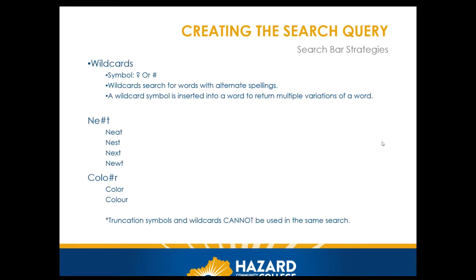Wildcards are symbols inserted into words, like for ne, the pound symbol, t, you'll get words like neat, nest, next, or newt. This is particularly useful for spelling variations between countries where you have the O and the OU. This might be able to retrieve more results by taking that into consideration. Truncation symbols and wildcards cannot be used in the same search. I don't know why you would use them in the same search. It seems needlessly complicated. I recommend using one or the other.